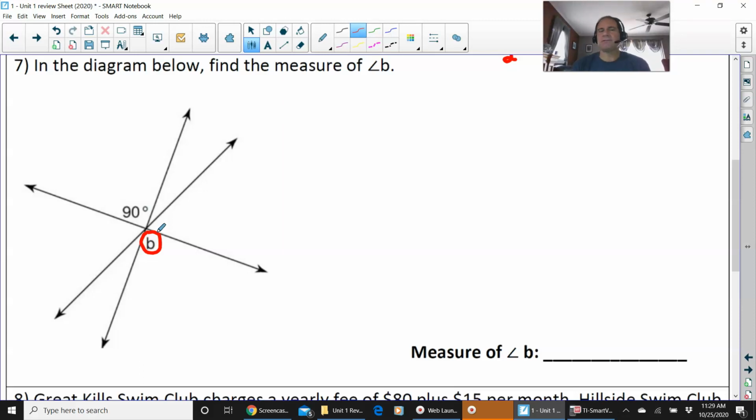If you understand this question, you understand the types of angles these are. What types of angles are these? What's the relationship between 90 degrees and B? If you said vertical, you are correct. Vertical angles. And vertical angles are congruent.